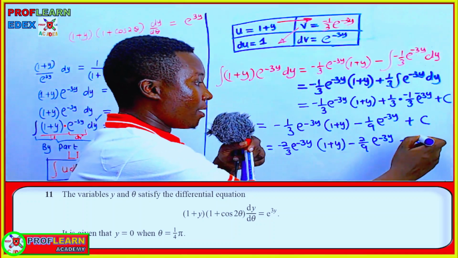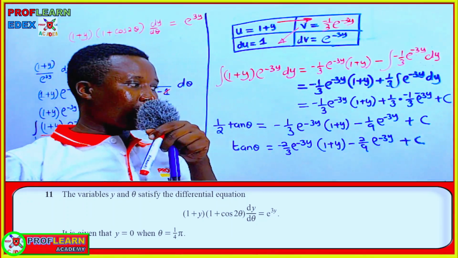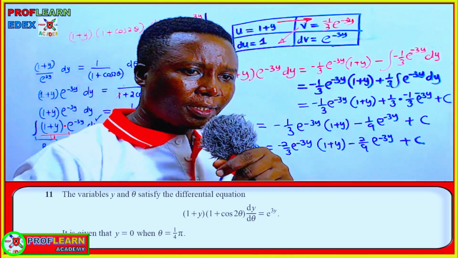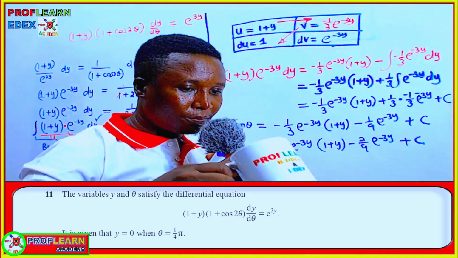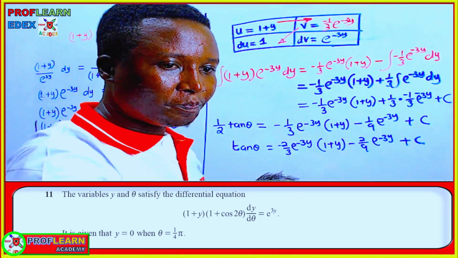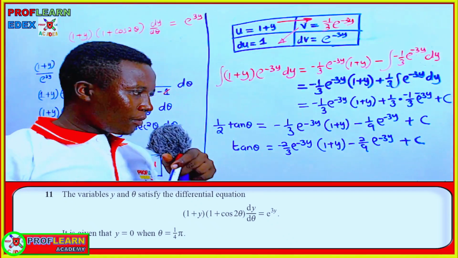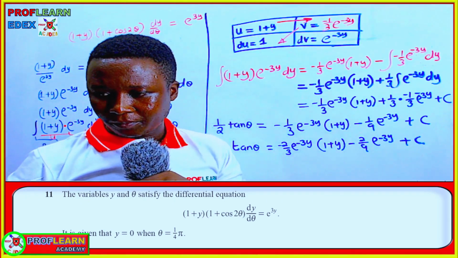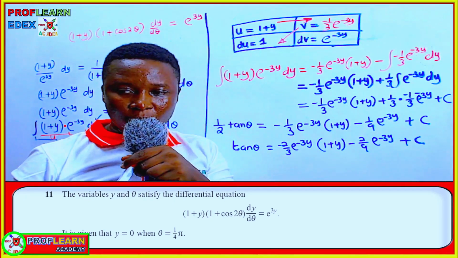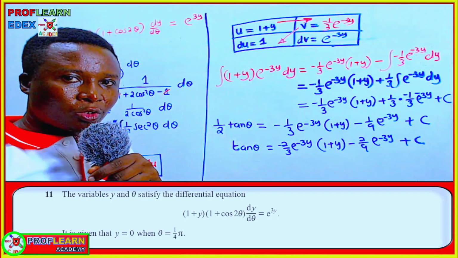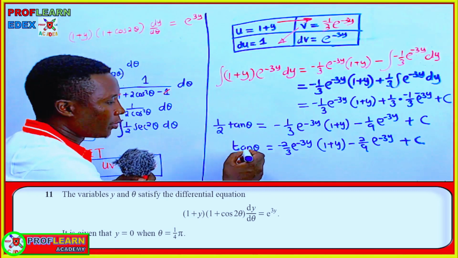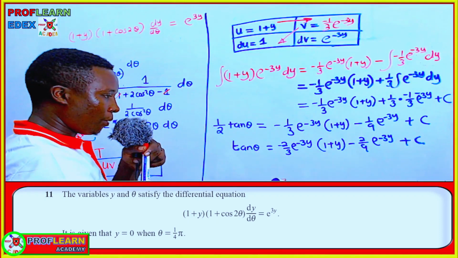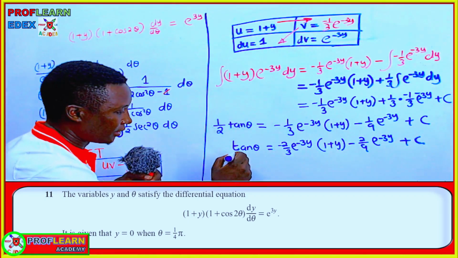So that's now why I've actually maintained that c to be the way it is. Now, in order to find the exact value of c, or in order to find this constant of integration, what we're going to do is substitute, because we are told it's given that y equals 0 when theta equals 1 over 4 pi. So we can substitute here. Where we have theta, we substitute 1 over 4 pi, and where we have y, we put 0 and see what we're going to have.